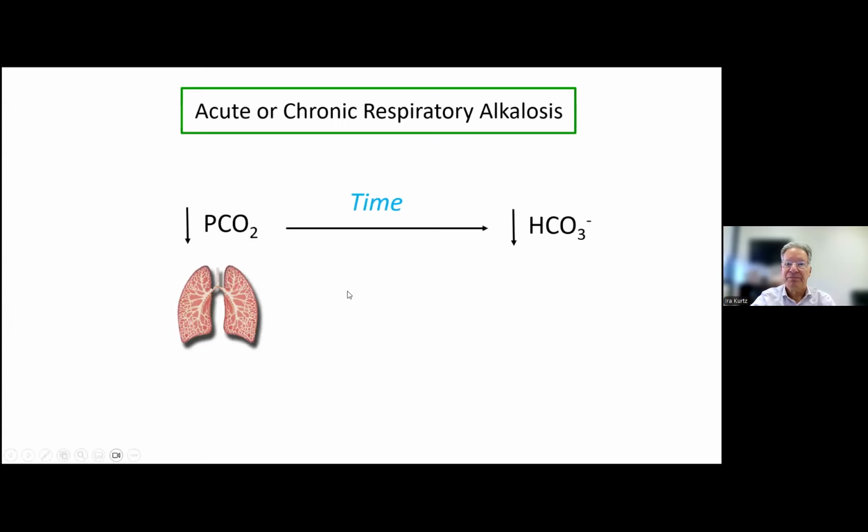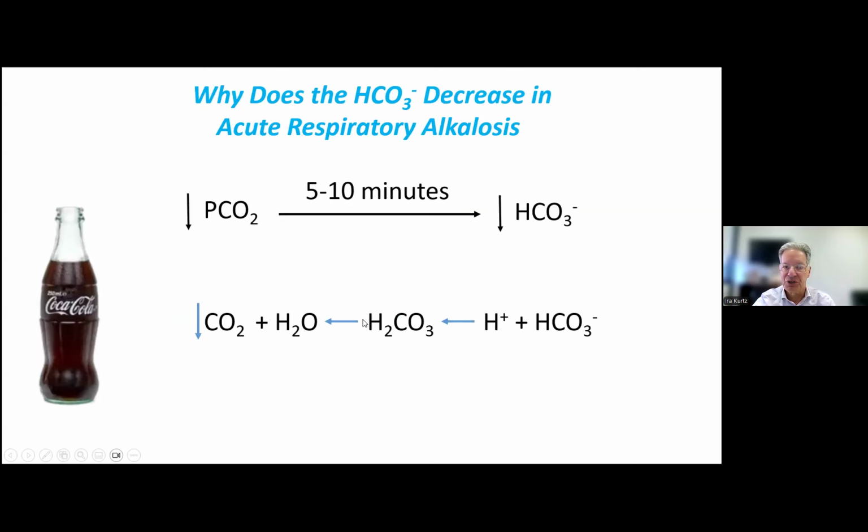Now, the bicarbonate can also decrease, not because of a metabolic acidosis, but because of the second and the third reason I showed on the previous slide. You could have an acute or a chronic respiratory alkalosis. And what happens there is that the PCO2 drops initially, and then you get a fall in the bicarbonate subsequent to the fall in the PCO2.